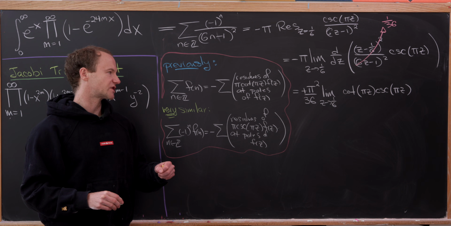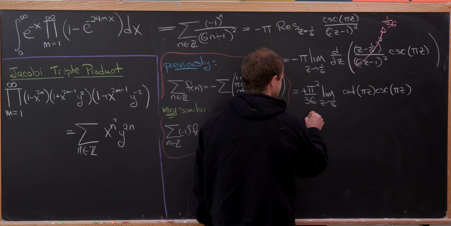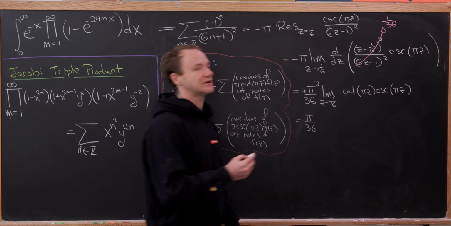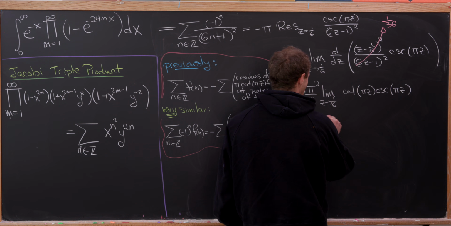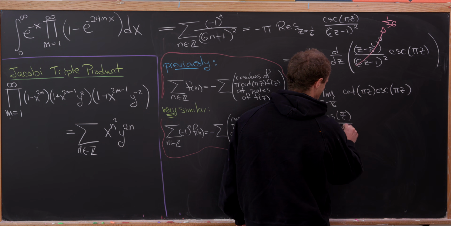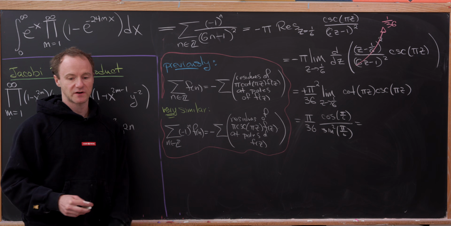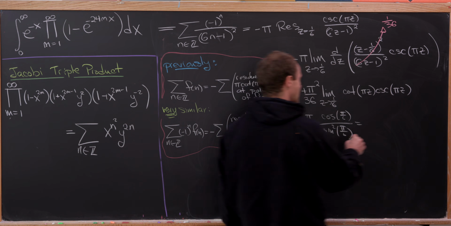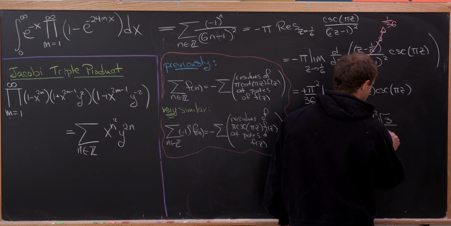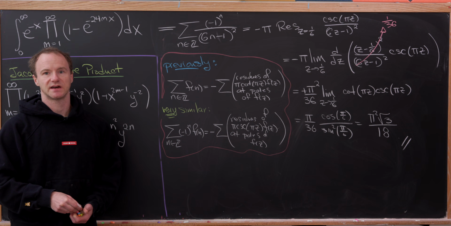But now both of those are continuous at 1 over 6, so we can simply plug it in. That's going to leave us with pi over 36. And then by the definition of cotangent and cosecant, we'll have cos pi over 6 over sine squared pi over 6. But those are well-known values of those two trig functions, so we can put everything together and we'll end up with pi squared times the square root of 3 over 18 as our final answer. And that's a good place to stop.